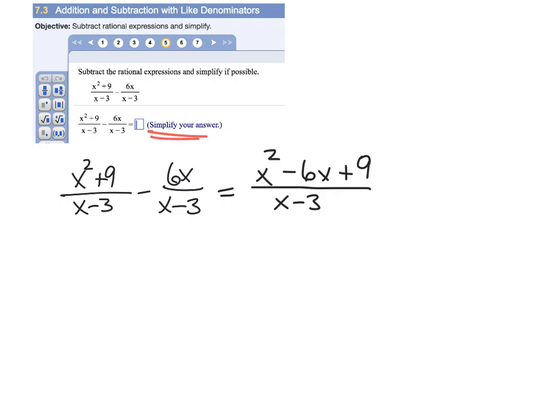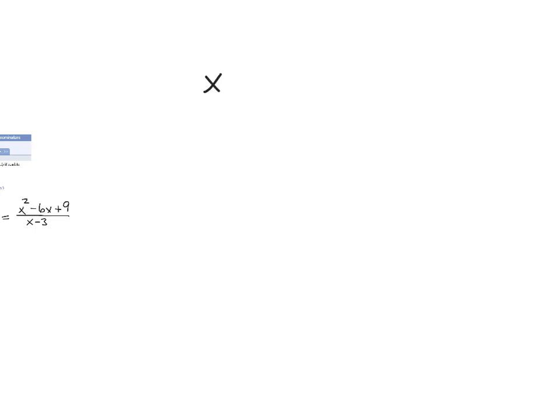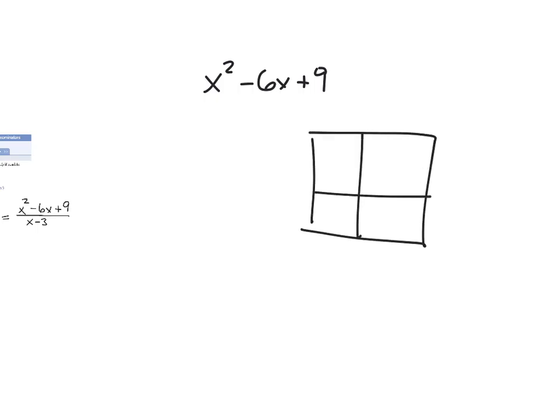So what we're going to do is take this expression, x squared minus 6x plus 9, this trinomial, and go way over here to the box method. We have to do the box method because we want to see if this can be factored. So this becomes x squared and positive 9. That means we get x and x. We're going to guess 3 and 3.